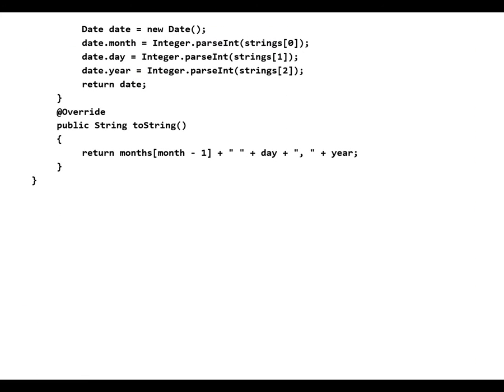Scrolling down to the rest of the fromString method, provided that the original string split into 3 strings, each of those strings is then converted to an int using the parseInt method and stored into the corresponding field of the newly created date object. The toString method generates a string in the format where the month name is written first, followed by the day, a comma, and then the year.